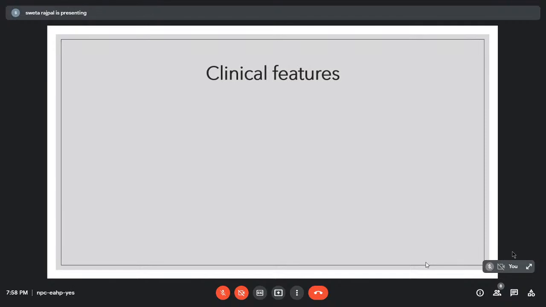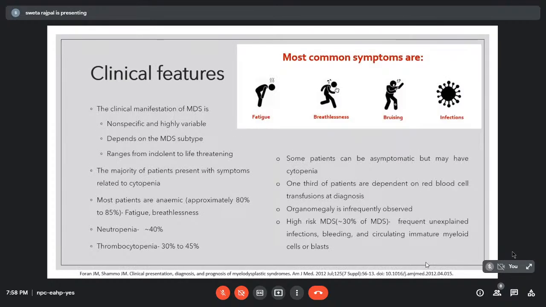So coming to the clinical features, MDS is highly non-specific. They depend upon the MDS subtype, and can range from indolent to life-threatening symptoms. Most of these symptoms are related to the cytopenias. The commonest symptom is anemia, where the patient generally presents with either fatigue or breathlessness. One third of the patients can also have neutropenia and thrombocytopenia, so they can present with unexplained infections and bleeding.